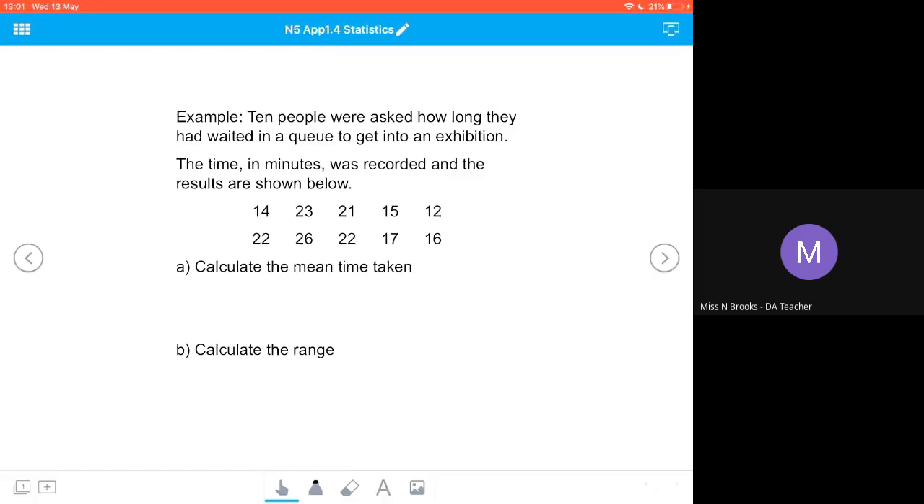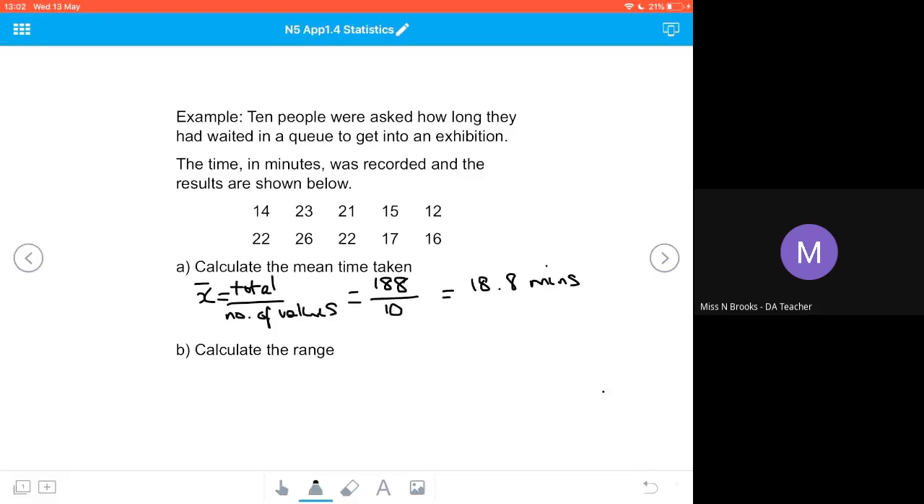So we know that mean is the total of all the data in the set divided by the number of values in the set. And at Nat 5, we're going to use this x bar symbol to represent the mean. And so the mean is total divided by number of values. So if we add all those numbers together, we're going to get a total of 188. And the number of numbers that are there is 10. And so 188 divided by 10 gives us a mean time of 18.8, and that's in minutes.